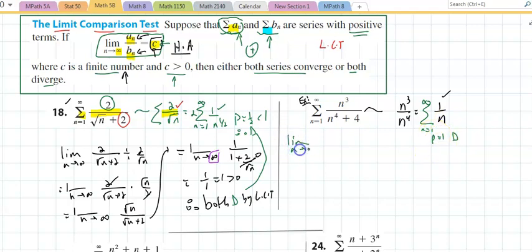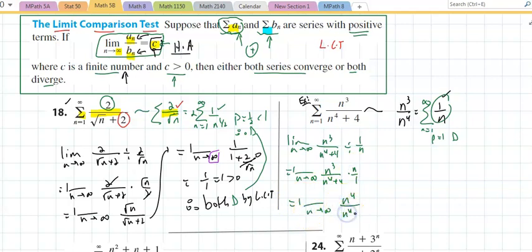The limit as n approaches infinity of n cubed over n to the fourth plus 4, divided by 1 over n, is going to equal the limit as n approaches infinity of n cubed over n to the fourth plus 4, times n over 1. That's the limit as n approaches infinity of n to the fourth over n to the fourth plus 4. You could use L'Hopital once. You could divide by the highest power term of the denominator. I'm going to use L'Hopital since it's only once.